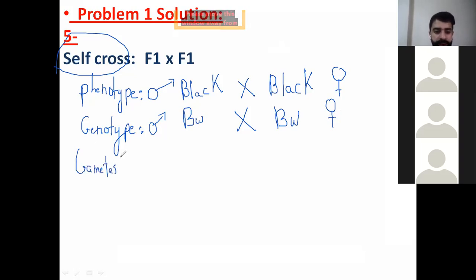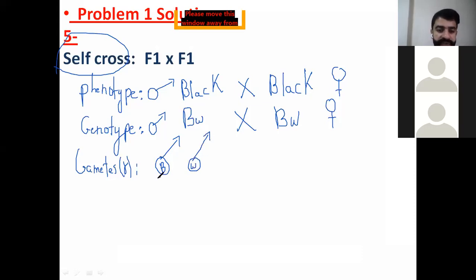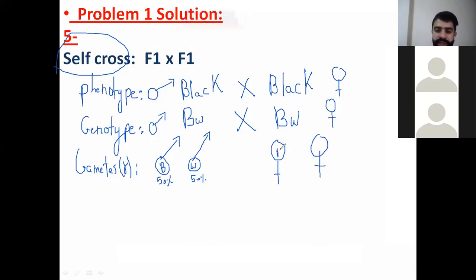Gametes, with the symbol gamma. So here gametes, what do we have? Here we have B and W. Whenever we have two, 100% is going to be distributed over two. So we're going to have two different gametes. We're going to have B, and also we're going to have W. So here B is 50%, and small w is 50%. Also, in the female, we're going to have two different gametes, B and W. So B is 50%, and W is 50%.